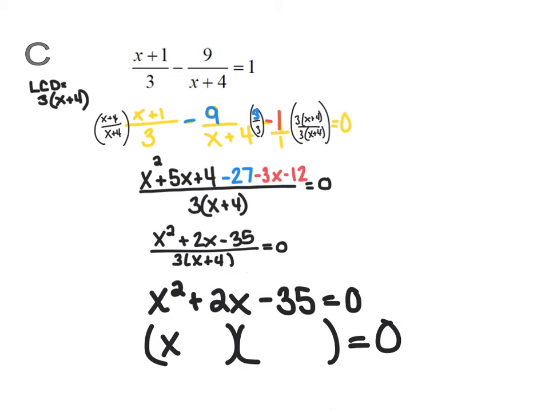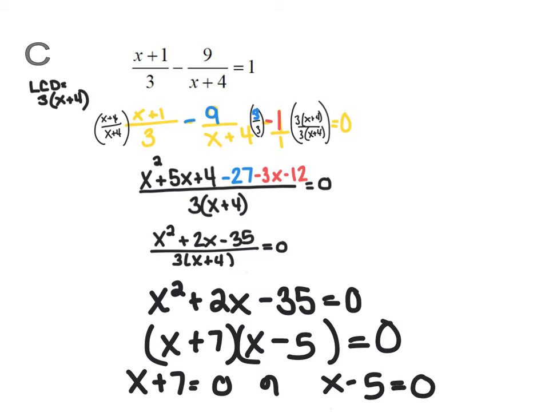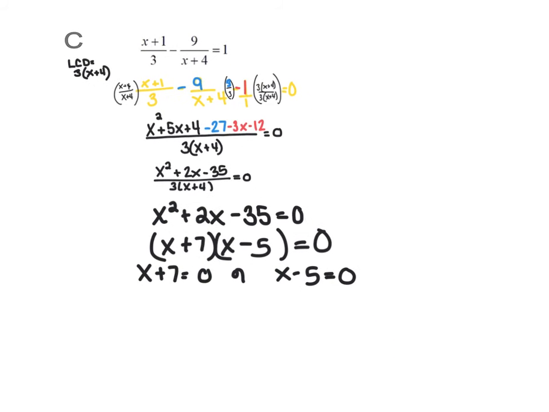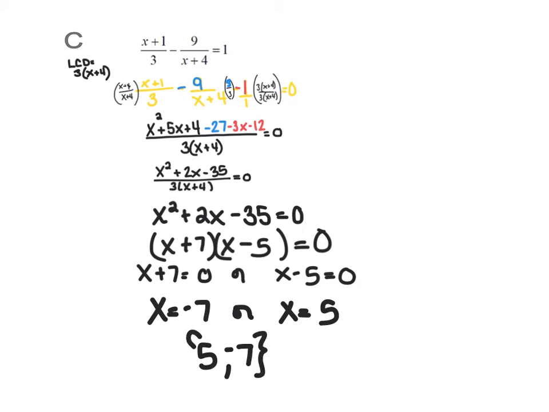So factors of negative 35 that add to 2. So let's see, that's going to be a positive 7 and a negative 5. Now I'm going to apply the zero product property, which says each factor, x plus 7 equals 0, or x minus 5 equals 0. So my two solutions would be x equals negative 7 or x equals 5. You'll sometimes see your solution set written like this. But before I officially do this, I'd better check for any extraneous roots.